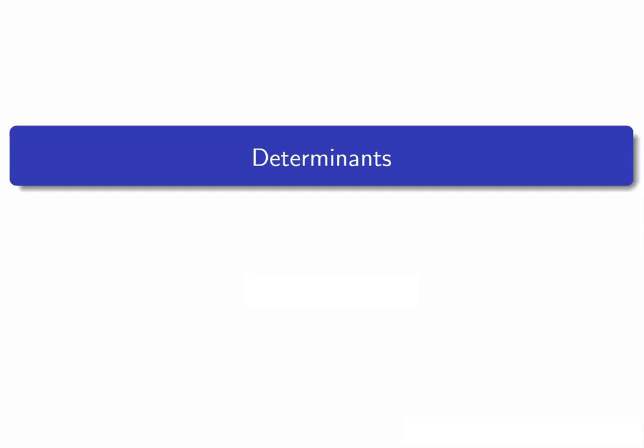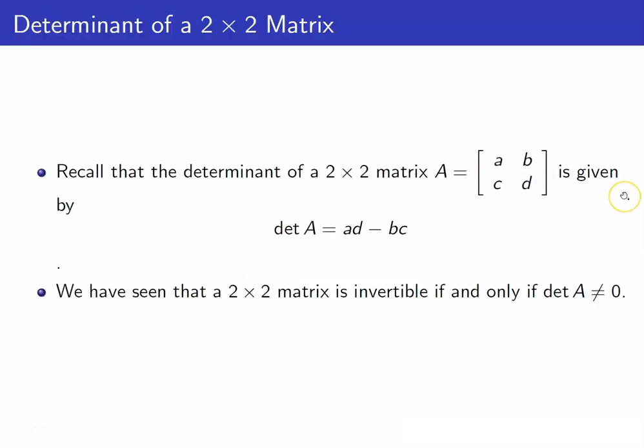In this lesson, we are going to talk about determinants. Recall that in our previous lecture, we defined the determinant of a 2 by 2 matrix to be AD minus BC. We have also seen that a 2 by 2 matrix is invertible if and only if its determinant is non-zero. What we want to do in this lecture is to define the determinant of any square matrix, and we will also see later on that the matrix is invertible if and only if its determinant is non-zero, meaning we can generalize this statement for any square matrix.